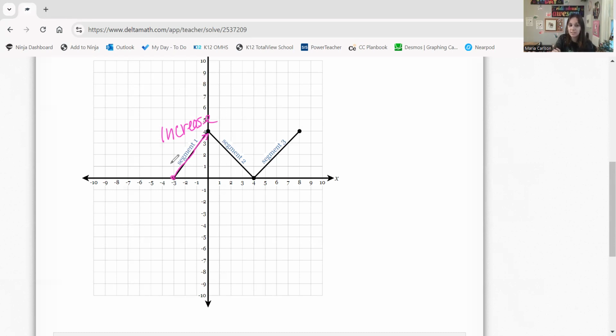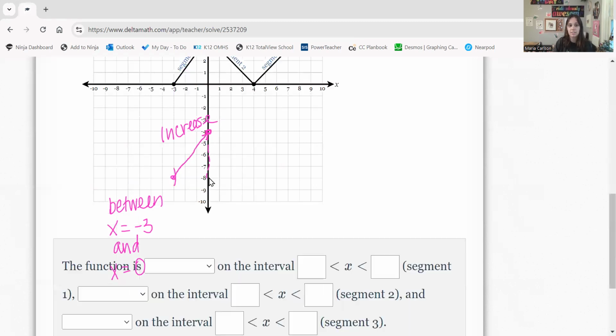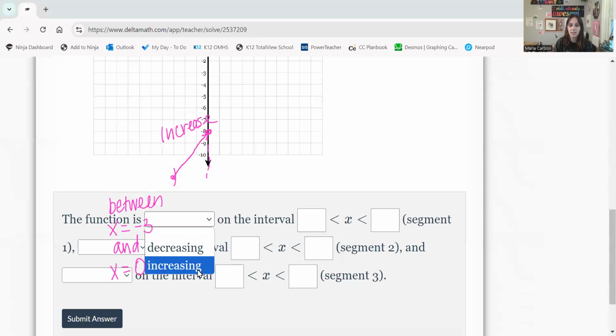And it's increasing between x equals -3, where it starts, and the x value when we are on the y-axis, which is 0. So between x equals -3 and x equals 0. So to write this first answer, I'm going to say the function is increasing on the interval -3 is less than x is less than 0.